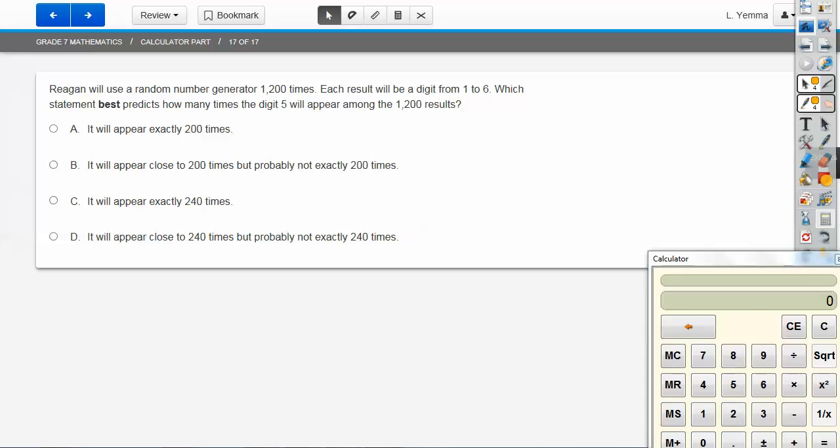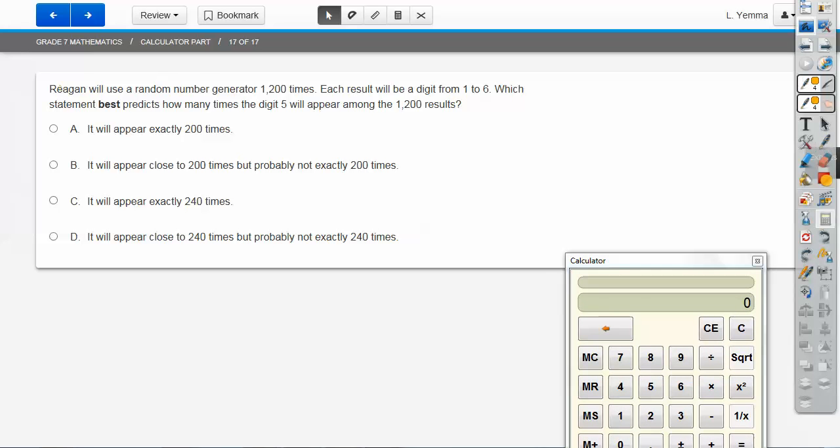All right, so Regan will use a random number generator 1,200 times. Each result will be a digit from 1 to 6. Which is the best statement that shows how many times 5 will appear? Well, the first thing I'm going to do is say 1,200 divided by 6, because there are 6 options, is equal to 200. So the most likely number of times the 5 will appear is going to be 200 times.